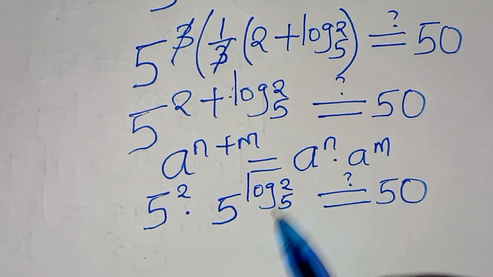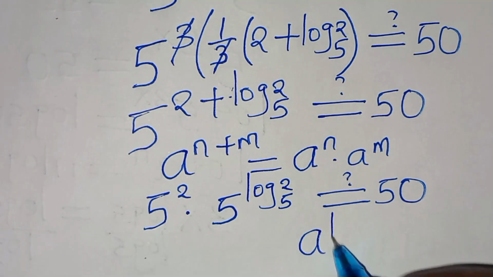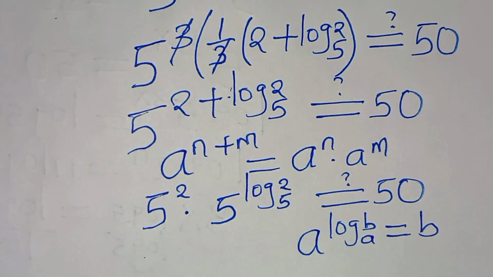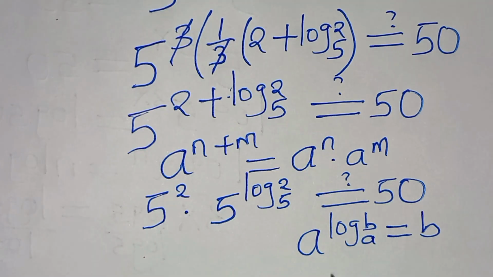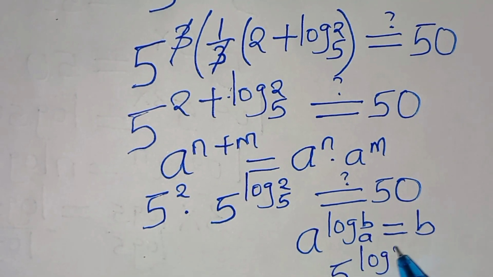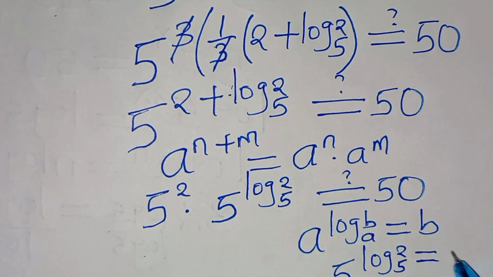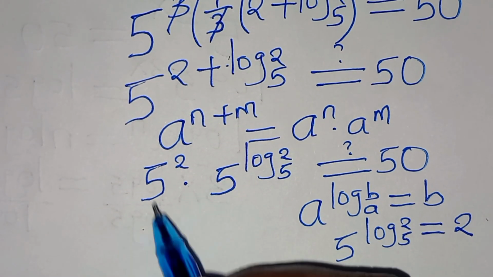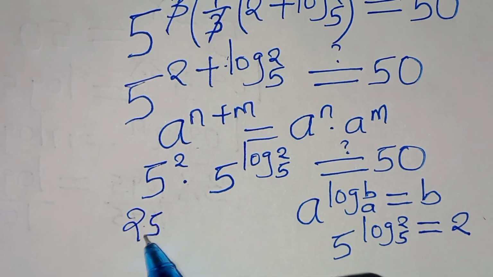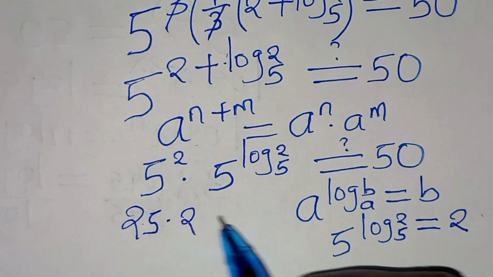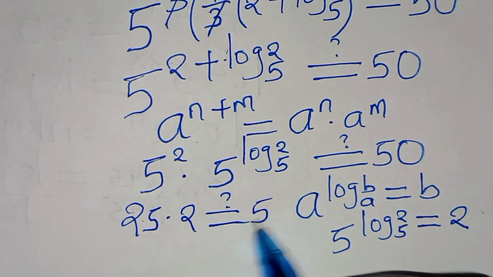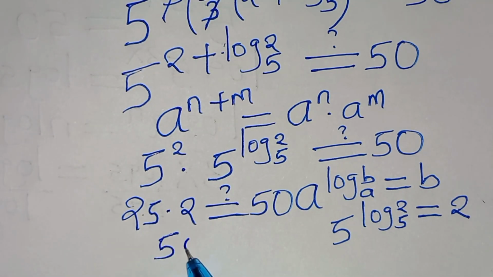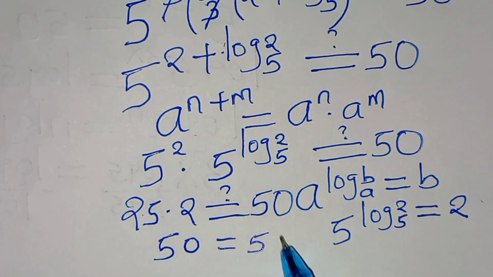5 to the power of log 2 to base 5 is in the form of a to the power of log b to base a, and this is equal to b. So applying this logarithm property, 5 to the power of log 2 to base 5 should give us a value of 2. So let's substitute these here. So 5 squared, which is 25, multiplied by 2. This should give us a value of 50. So 25 times 2 is 50, which is equal to 50.